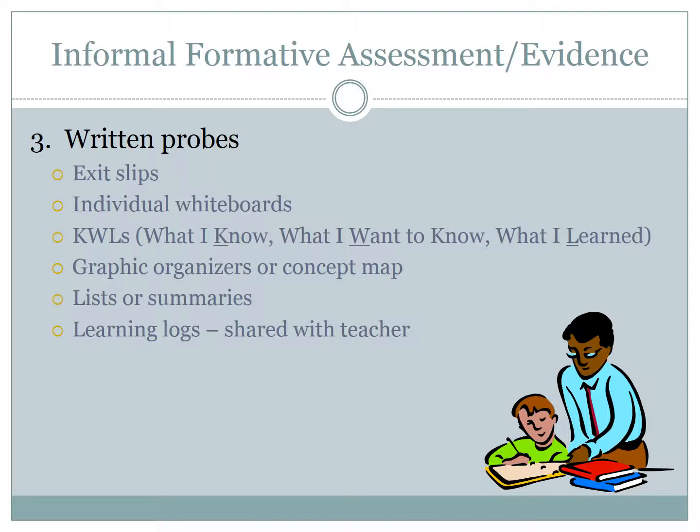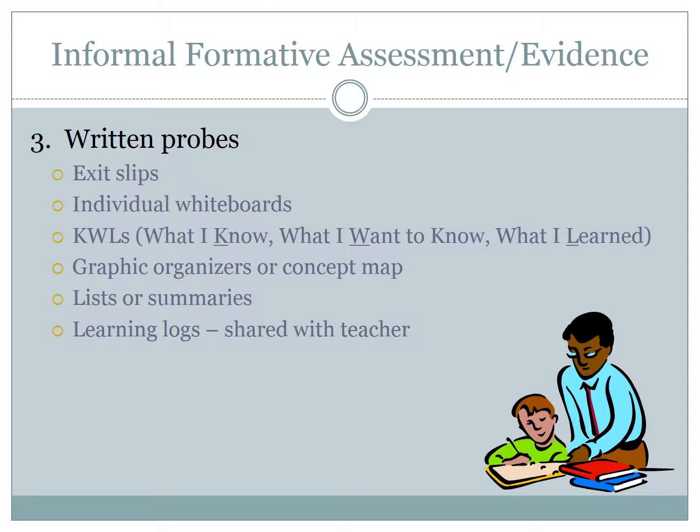Written probes are a great way to informally or formatively assess learning. Exit slips work very well for elementary, middle, or high school students. Let's say you're teaching a middle school science lesson and you want to assess what students remember about the lesson. Give them 5 minutes at the end of class and say, write down 3 things that you learned that are new today, and have them hand it to you on the way out. That's why it's called an exit slip.